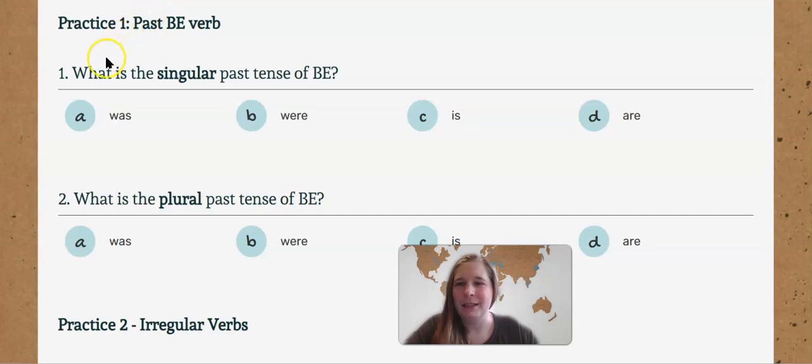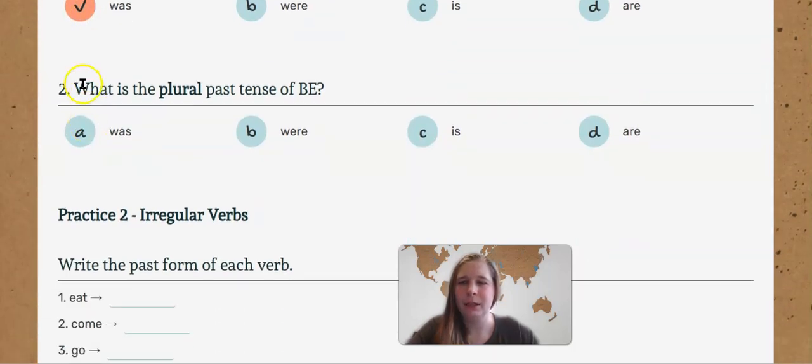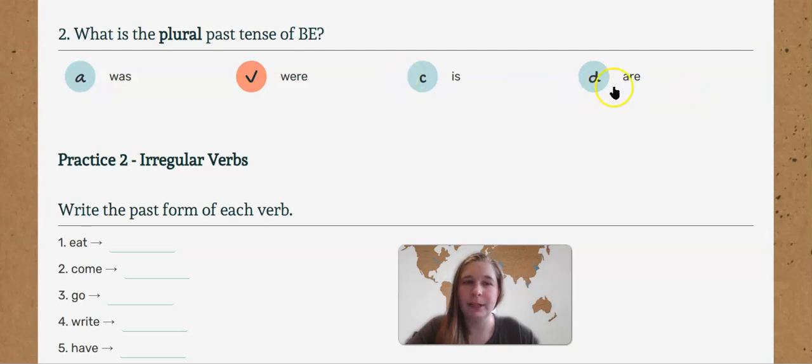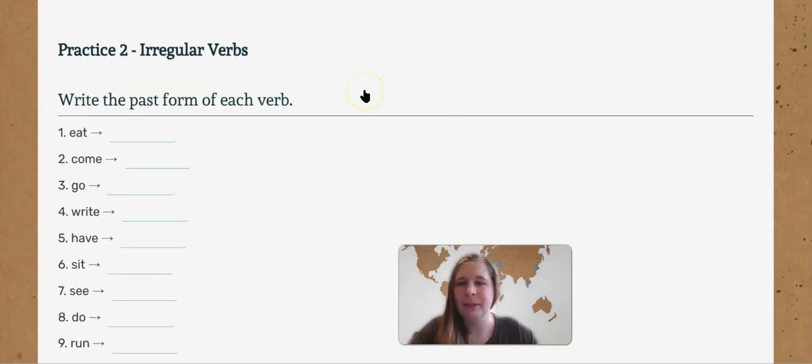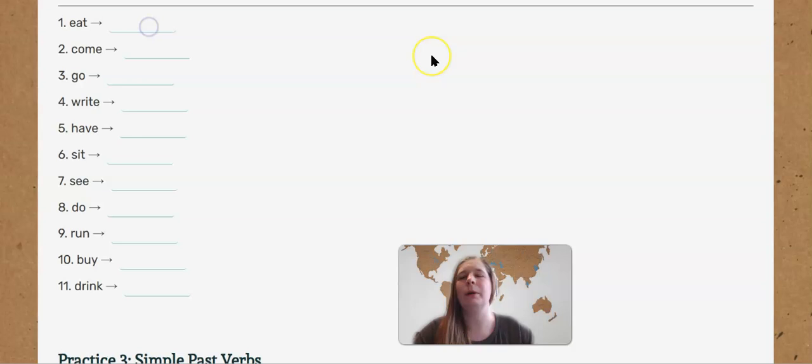Be verb, past tense. Singular, past tense of be. Singular, he or she was. I was. Plural, past tense, we or they were. Is and are present tense, not past. Now let's write the past form of each verb.